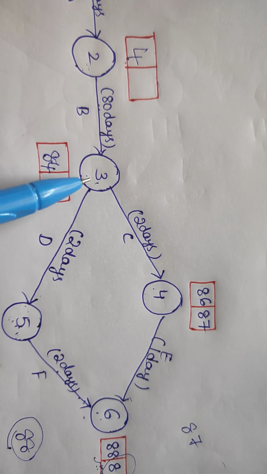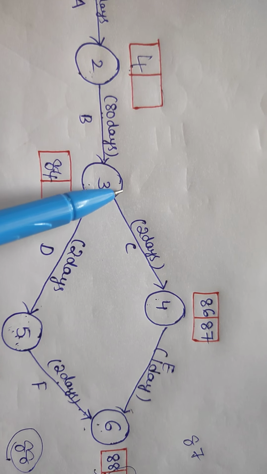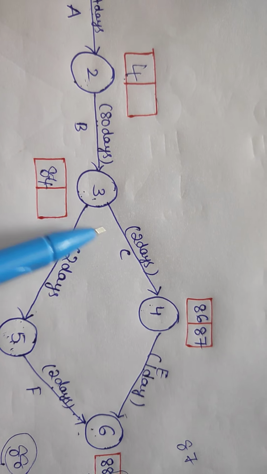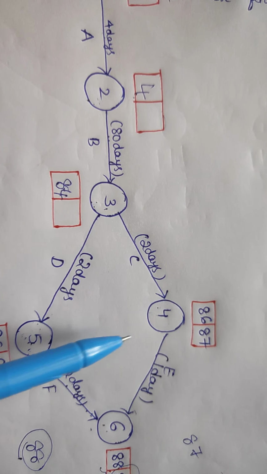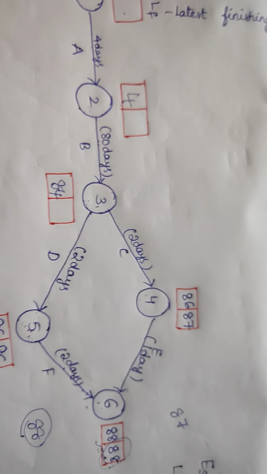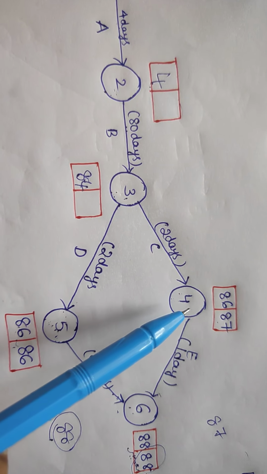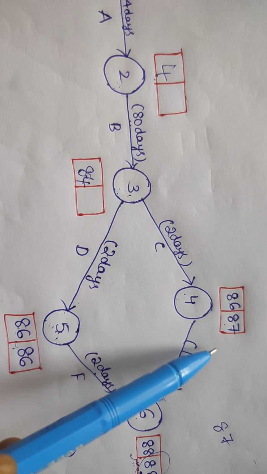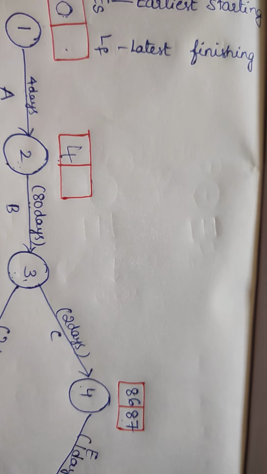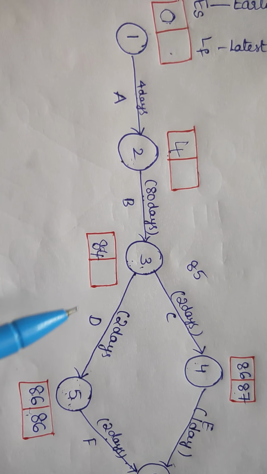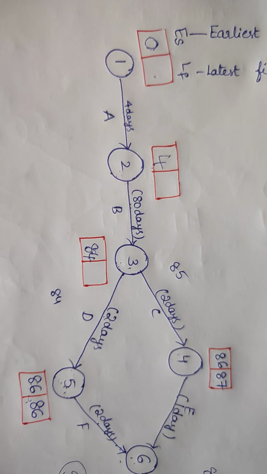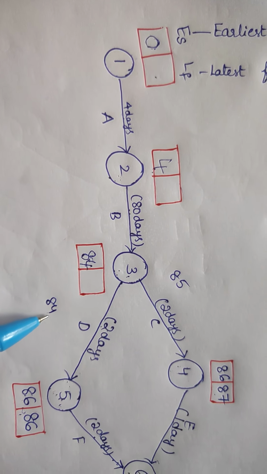After completion of the fourth one, again we can go for the third one. Within this third one, we have 2 tail events. These 2 tail events came from the fourth one and the fifth one. Here we have to consider the values of both 87 and 86. So here 87 minus 2, that means 85. Next one is 86 minus 2, that is 84. Here we have to consider the minimum value, that is 84.